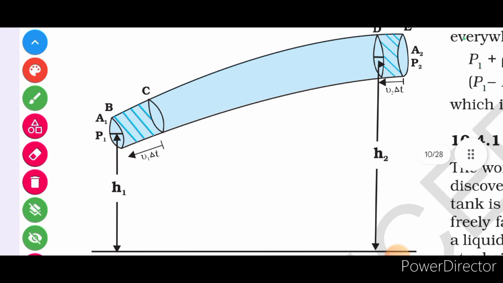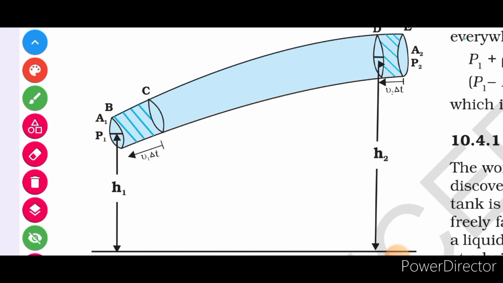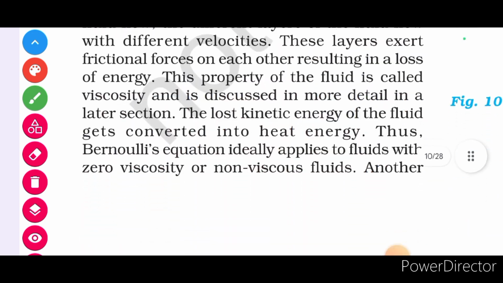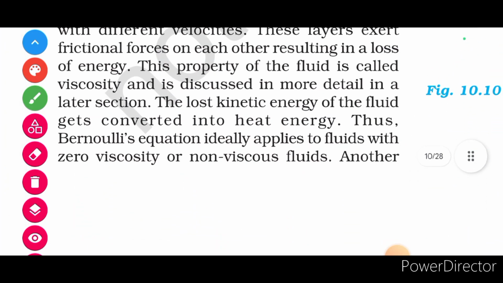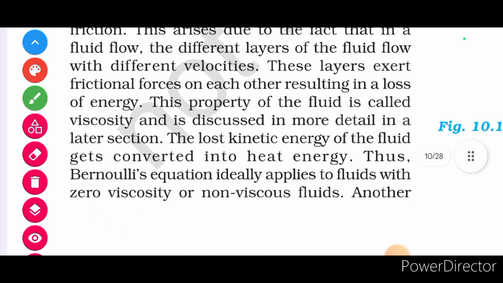In the fluid, there are different layers, and these layers have different relative velocity to each other. The upper layer will be at the highest velocity, the lower layer will be at zero velocity. So a velocity gradient will be there, and because of that there will be friction, and that is called viscosity. So energy will be lost in the form of heat due to viscosity. The lost kinetic energy of the fluid gets converted into heat energy.